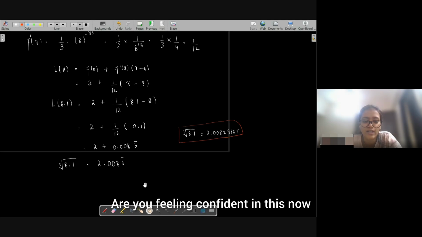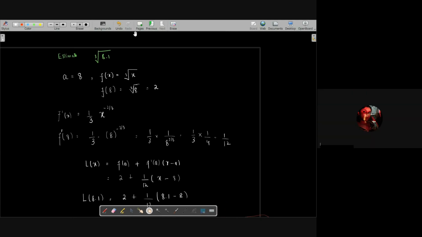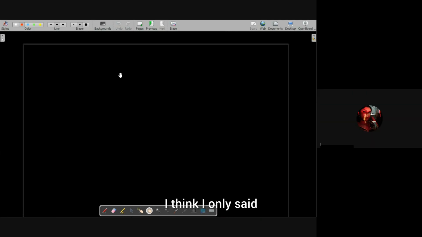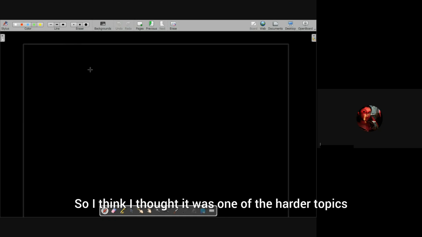Are you feeling confident in this now? Yes, I think it's all right. I only said that because I remember talking a lot about linearization and optimization, so I thought it was one of the harder topics. I think I'm fine on this though.